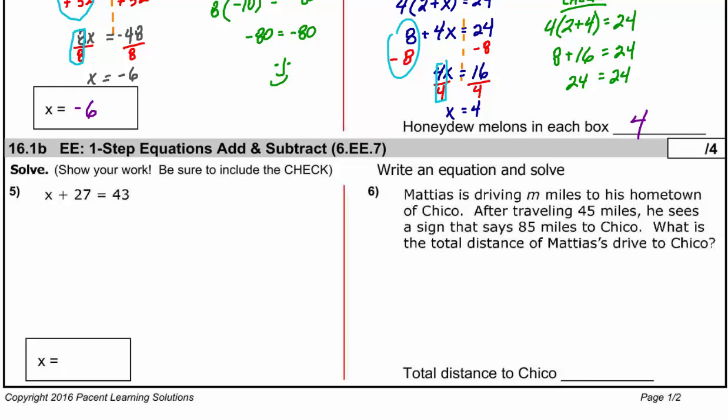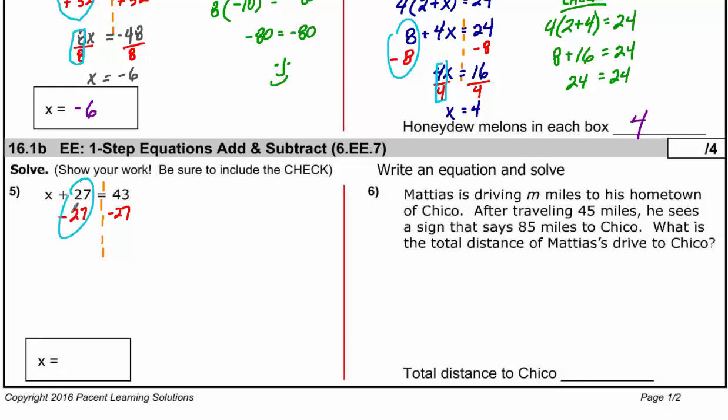All right, on to number 5. So in number 5, we have a straightforward one-step equation problem. Let's get our line down. And for this one, I'm going to go ahead and just use subtraction. We could add the opposite if we wanted to. But again, as you get more experienced with this, you'll know when to use subtraction and when to add the opposite. Here's subtracting. 27 take away 27.